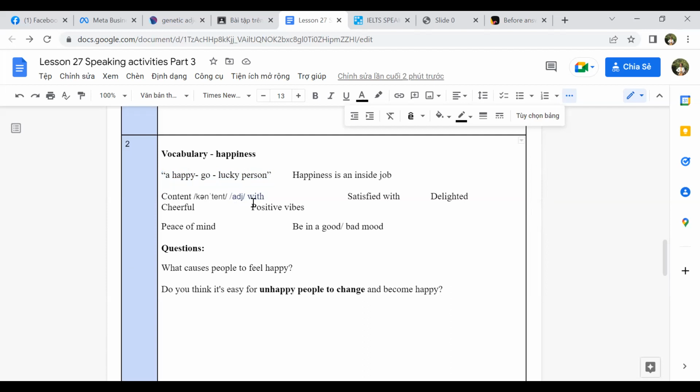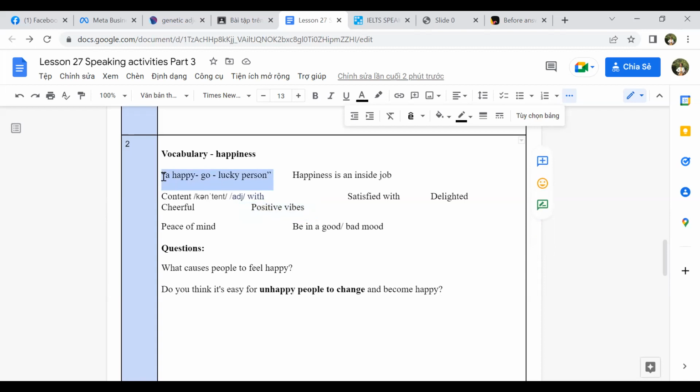seems to be very lucky in life because he or she is happy all the time. Because he or she has positive energy. He or she has positive vibes. It seems that everywhere he or she goes, this person is lucky. Like people are nice and kind to this person. People love this person, and yes, that is a happy-go-lucky person.